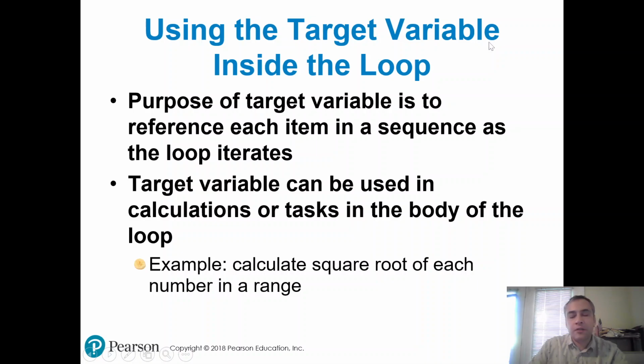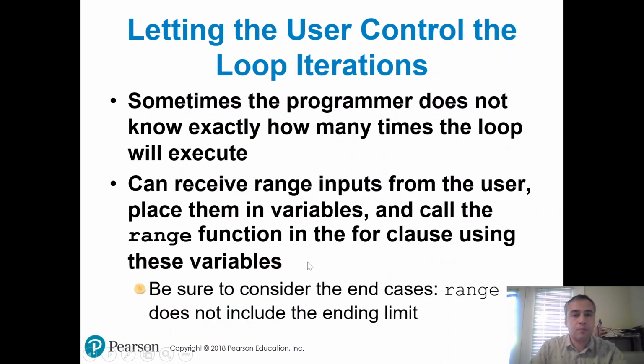So we used a target variable. Our target variable was num, and we used it inside the loop to compute the sum of squares. You could do other things with it. So the programmer does not know exactly how many times the loop will execute. It's up to a user to decide that, so you can ask the user for input. For example, you want to sum up numbers from 1 to some upper number, not necessarily 10, but 21, and you can make it work, and I will go back to my example shortly.